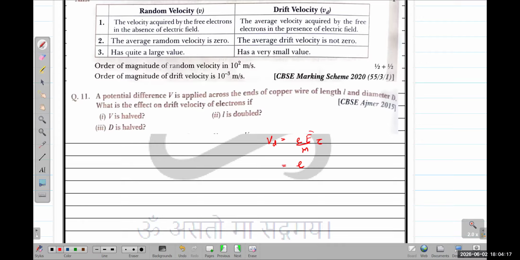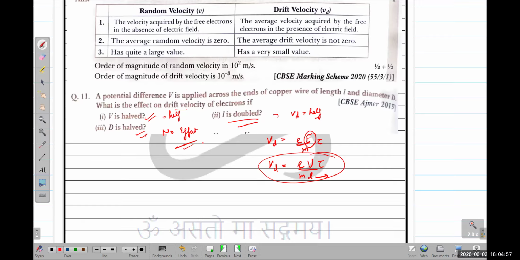Yes, sir. E is capital E, which is V upon L. If potential is halved, drift velocity will also be half. L is doubled, so the field is halved and drift velocity will again be half. What is D? The diameter. It is not there in the expression, so no effect. Clear or not?